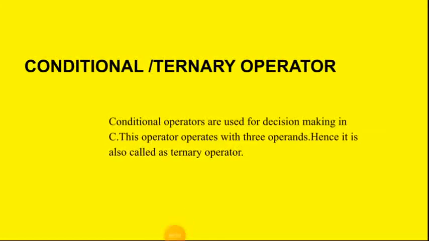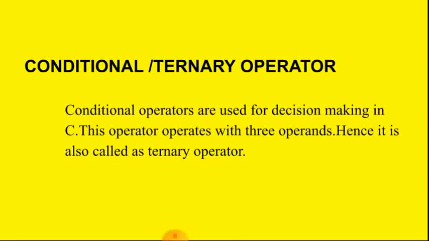Next is conditional ternary operator. Conditional operators are used for decision making in C. This operator operates with 3 operands. Hence, it is also called as ternary operator.